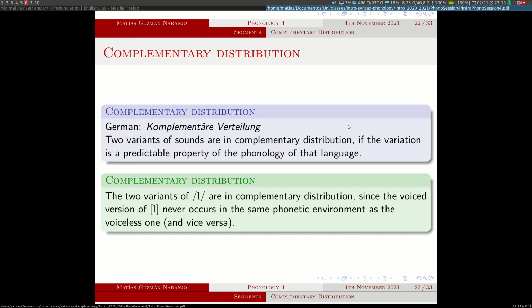So the definition of complementary distribution is that two variants of sounds are in complementary distribution if the variation is a predictable property of the phonology of the language. So L voiced and voiceless are in complementary distribution, and because they are in complementary distribution, we can say that those are variants of the same phoneme L.